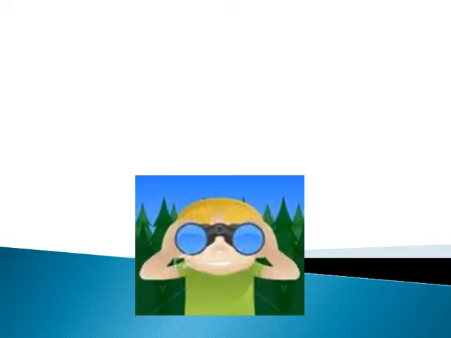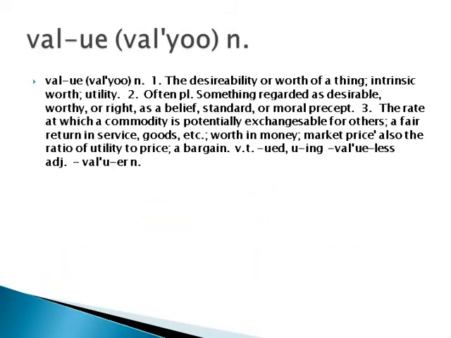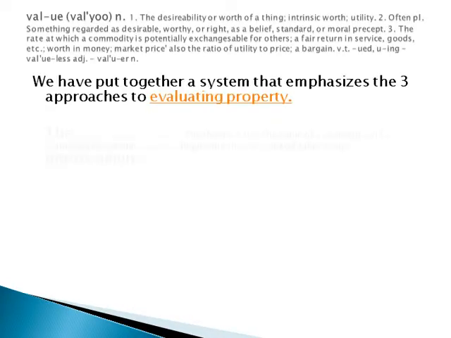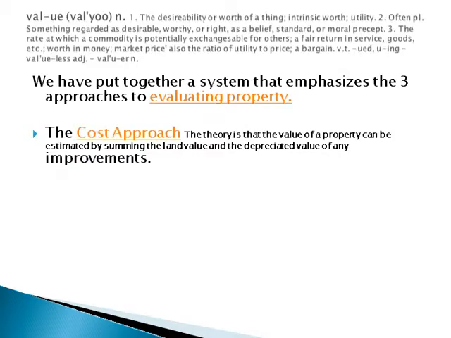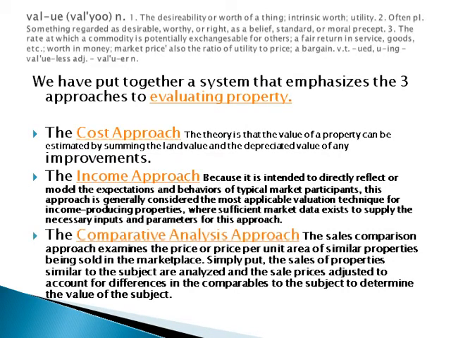I want to take you on a little journey that I call Journey to Explore the Obvious. It has to do with our real estate site and ability to present investment properties in a pretty common sense way. Our system does an analysis using the three basic approaches to evaluating property: the cost approach, the income approach, and the comparative analysis approach.